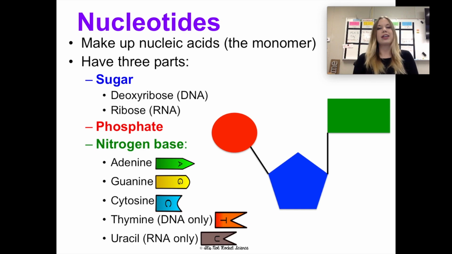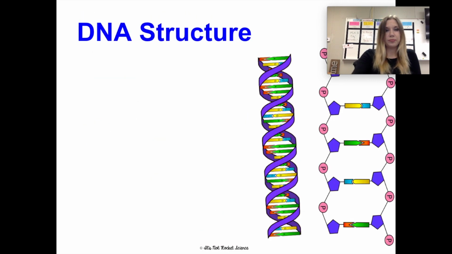However, if we're talking about RNA, the sugar that would be located here would be a ribose sugar, and you don't really need to know the difference. It's just that there's one extra atom or one less atom between the two different sugars. So for RNA, the sugar would be ribose, the phosphate would be a phosphate, and the nitrogen base could either be an adenine, a guanine, a cytosine, or a uracil. So uracil is only found in RNA, and thymine is only found in DNA.